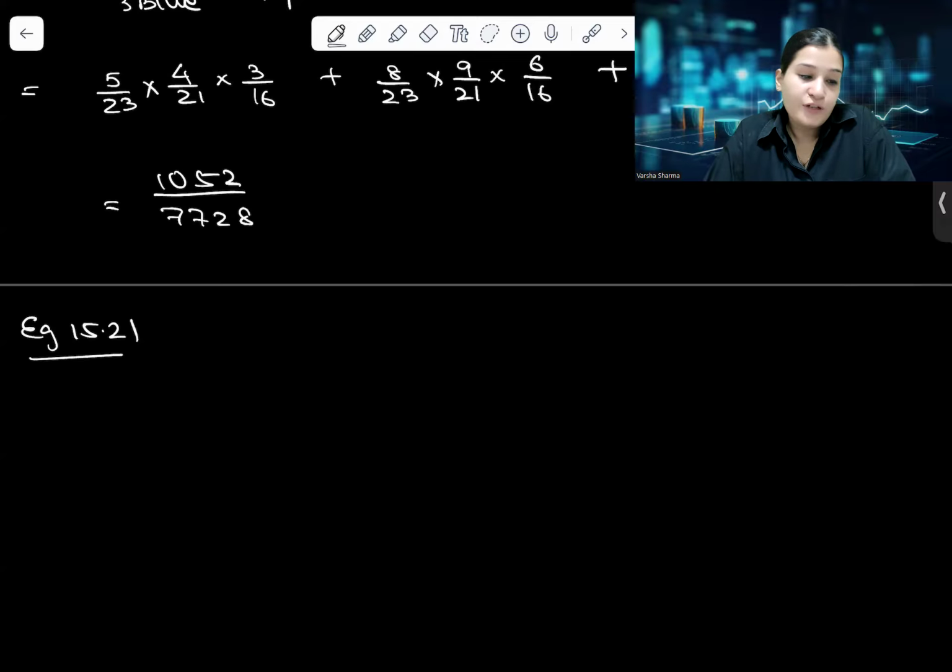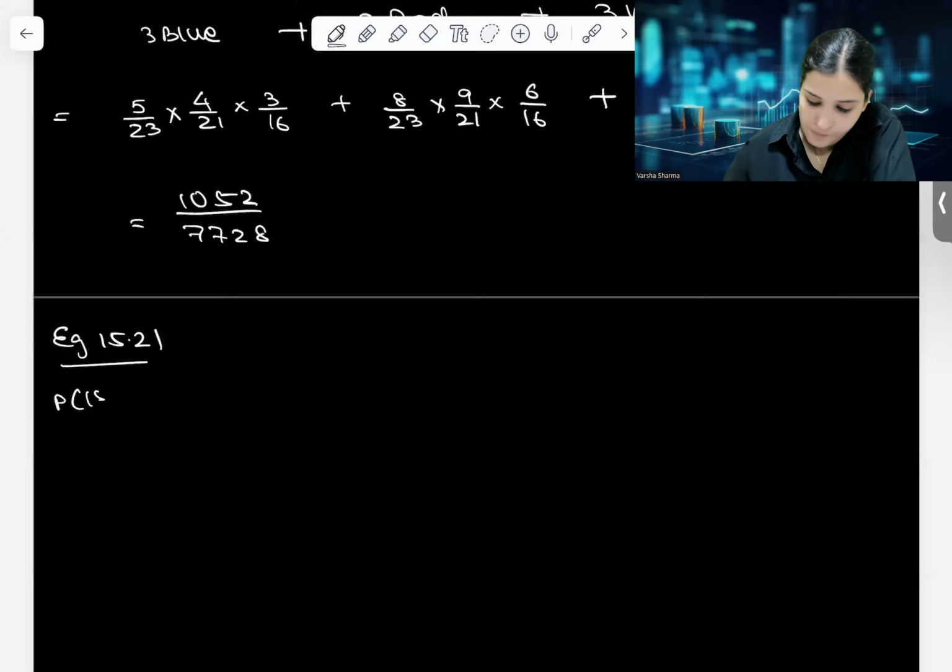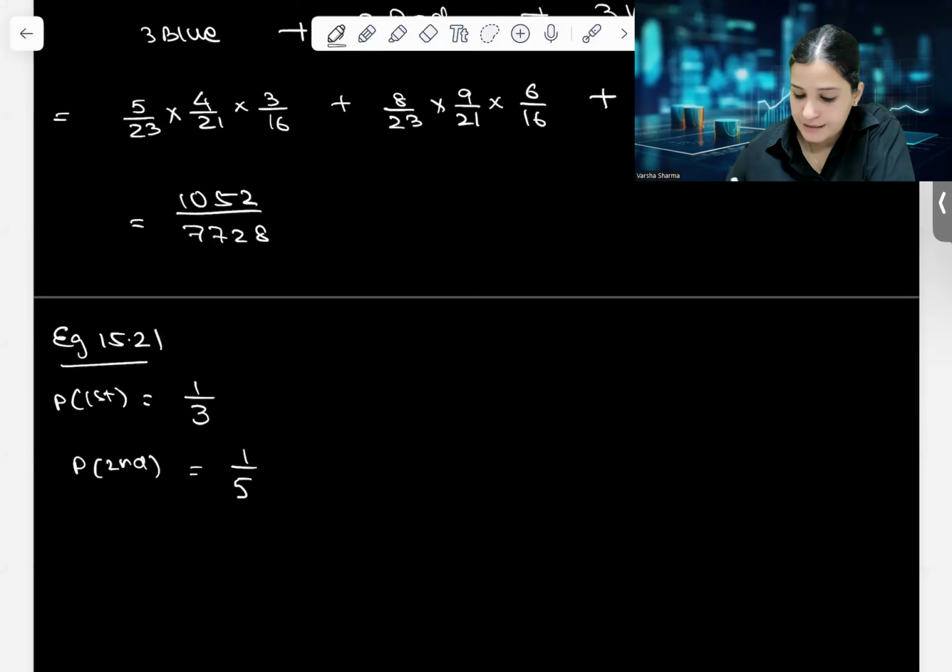Mr. Roy is selected for 3 posts. For the first post, there are 3 candidates. So the probability of him being selected will be 1 out of 3. Second post, there are 5 candidates. So probability of him being selected is 1 by 5. Third post, there are 10. So him being selected is 1 out of 10.